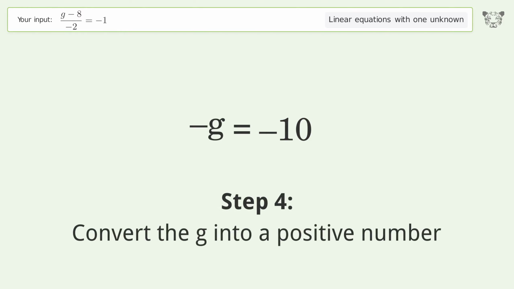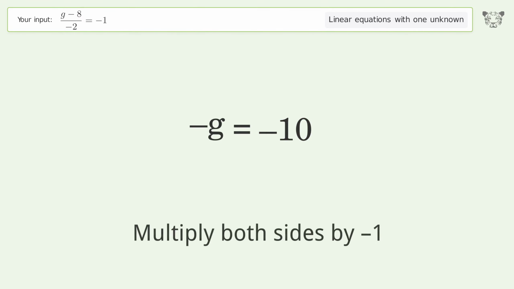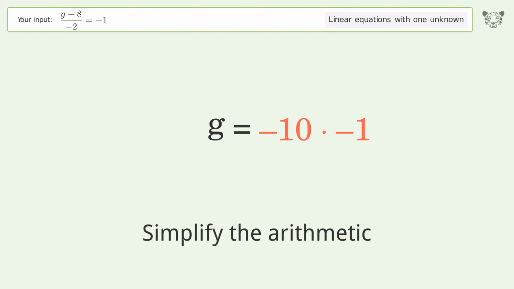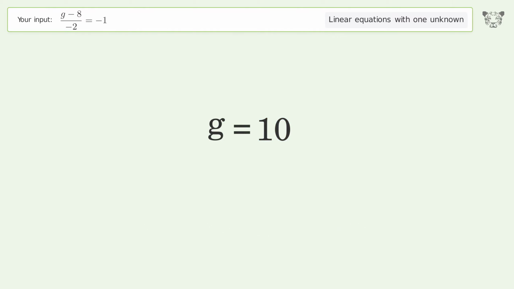Convert the g into a positive number. Multiply both sides by -1. Remove the ones. Simplify the arithmetic. And so the final result is g equals 10.